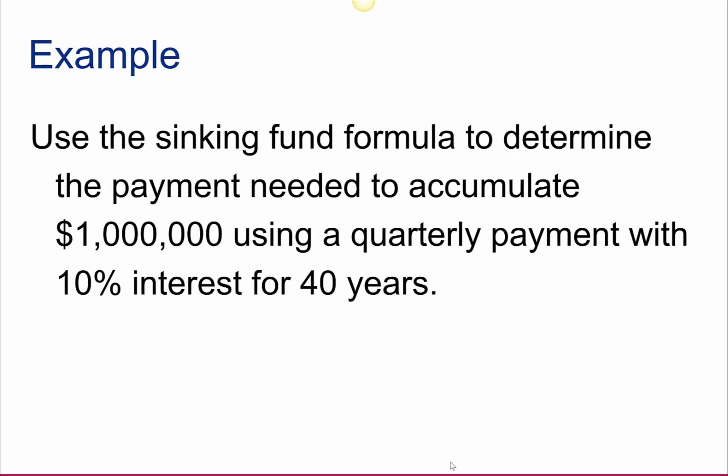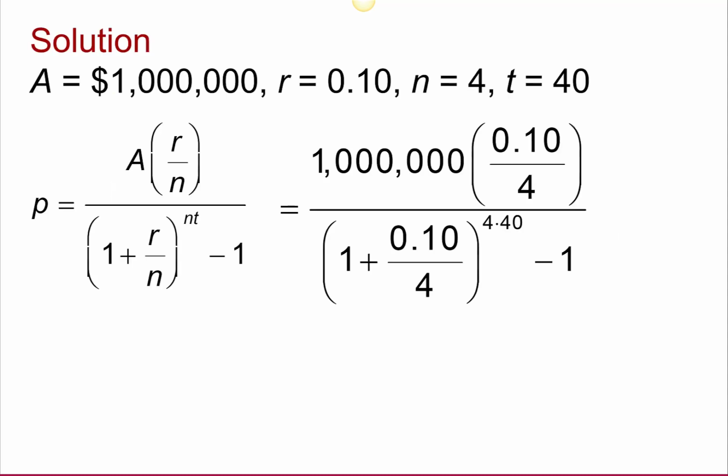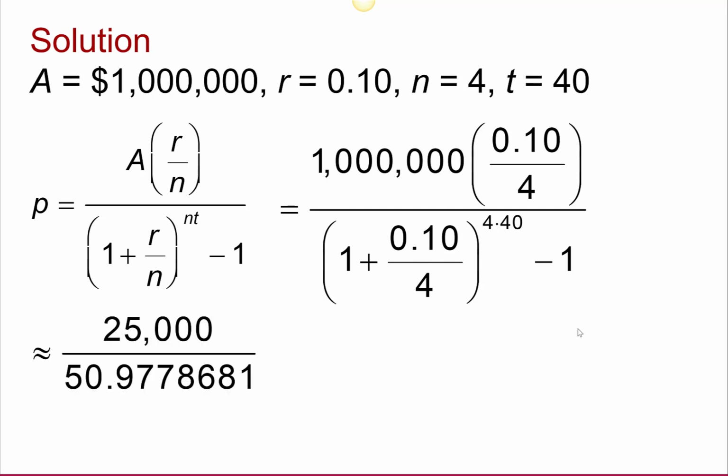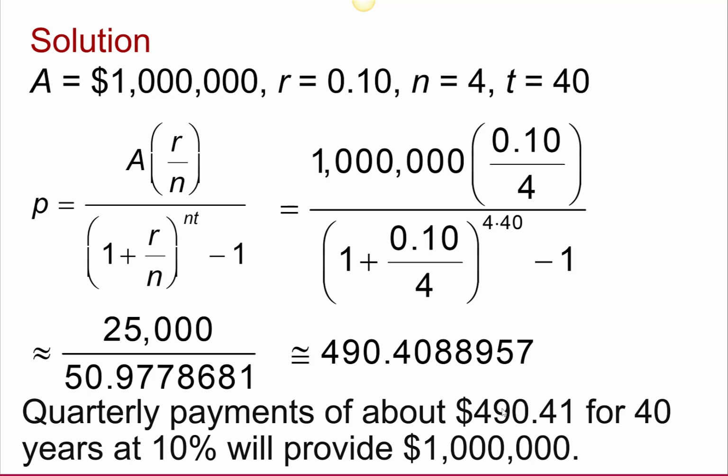Use the sinking fund formula to determine the payment needed to accumulate $1 million using a quarterly payment with 10% interest for 40 years. So again, here's my formula. Again, I'm going to simplify the numerator, 0.1 divided by 4, multiply that by 1,000,000. In the denominator, 0.1 divided by 4, add 1, and I'm going to raise that to the 160th power, and then subtract 1. And again, I skipped over a couple of steps, but you can go over those on your calculator, and then finally take 25,000 and divide by the denominator. And so we come up with a quarterly payment of $490.41 for 40 years at 10% would allow them to accumulate $1 million.